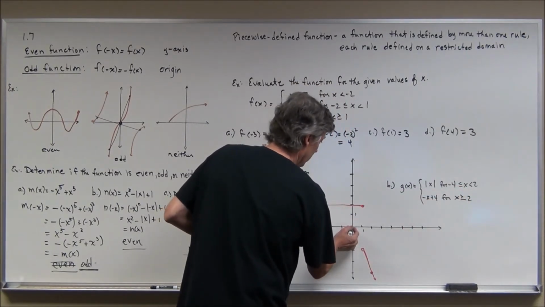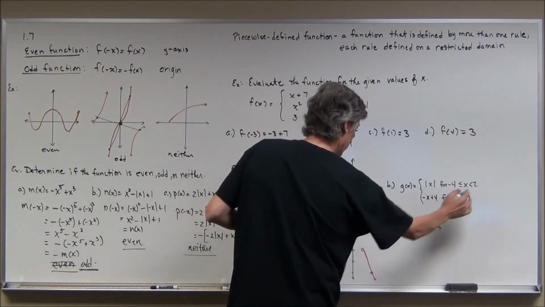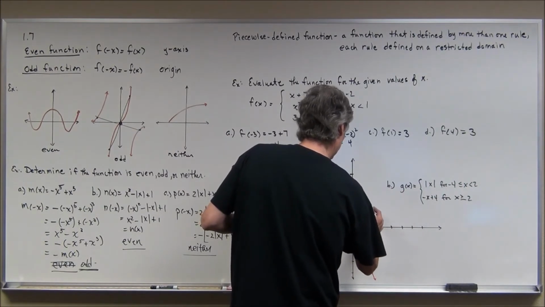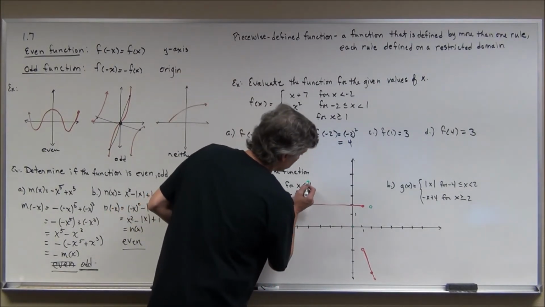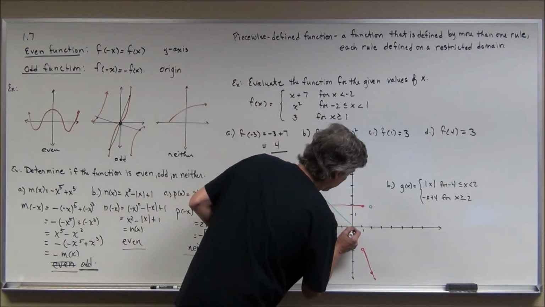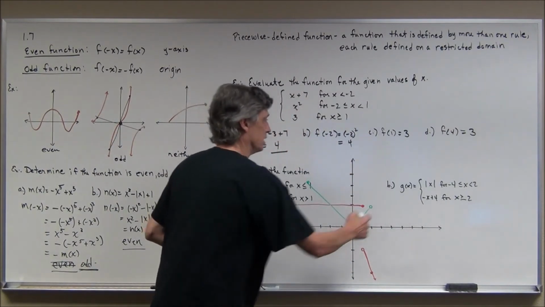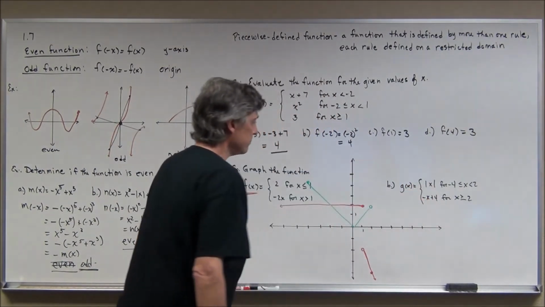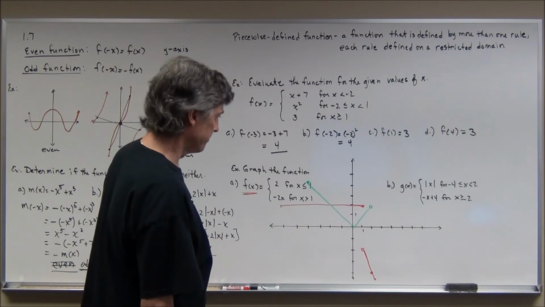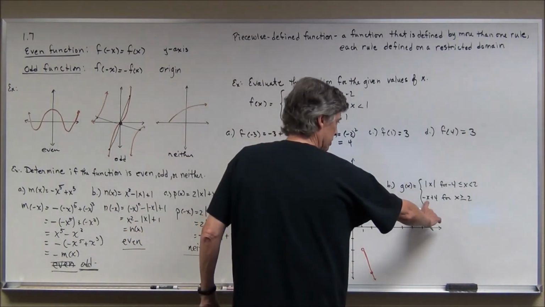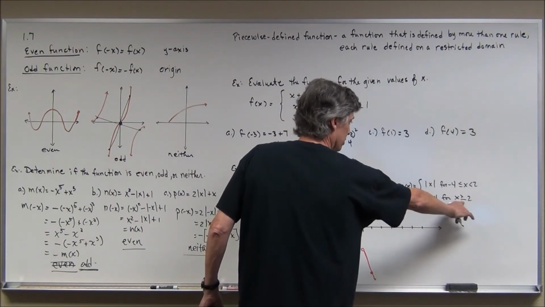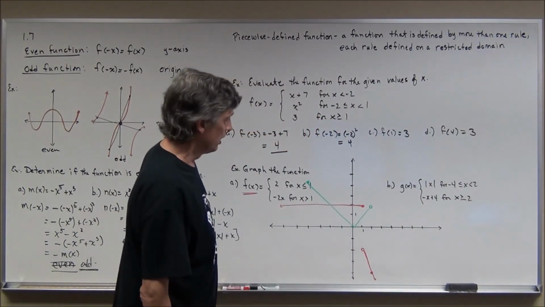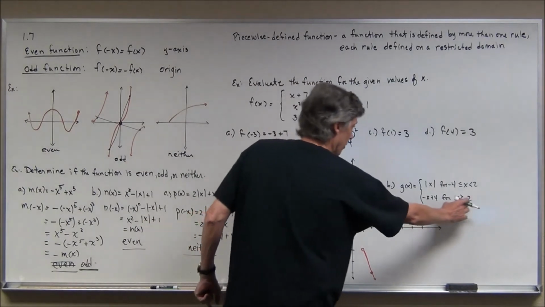It's going to go through the origin here, and then it's going to go up to (2, 2), but it's not going to include (2, 2) because there's no equal to there. So it looks kind of like part of a V, like that. That's this first part. Now this would be the equation of a line with slope -1 and y-intercept at (0, 4), except they're only looking at values of x greater than or equal to 2.